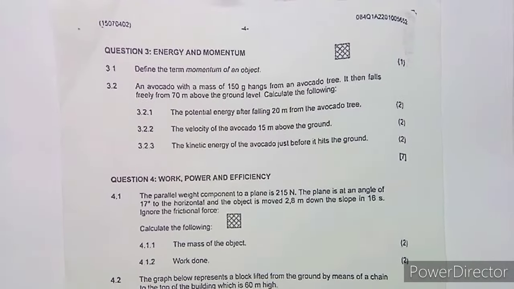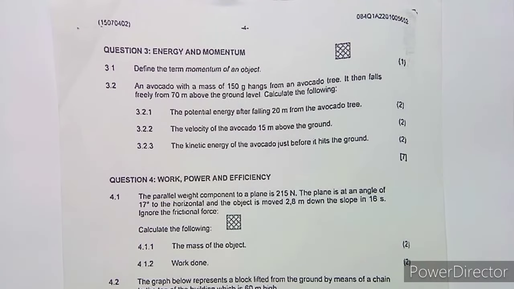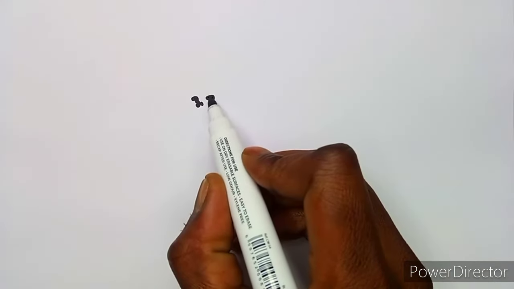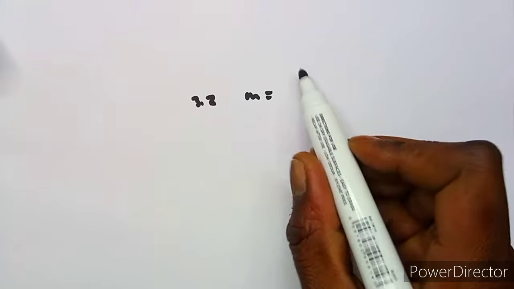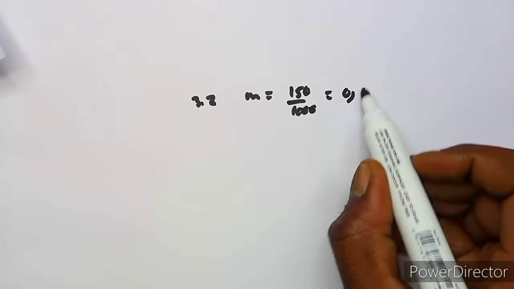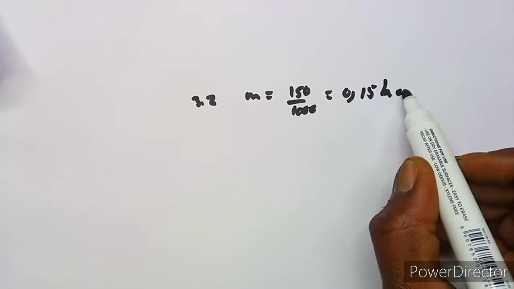3.2, an avocado with a mass of 150 grams. So take note what we are given. We are given a mass of 150 grams, so we have to convert this mass to kgs. In a kg, we've got 1000 grams, so we have to divide by 1000. So we've got a mass of 0.150 divided by 1000, which is 0.15 kgs.